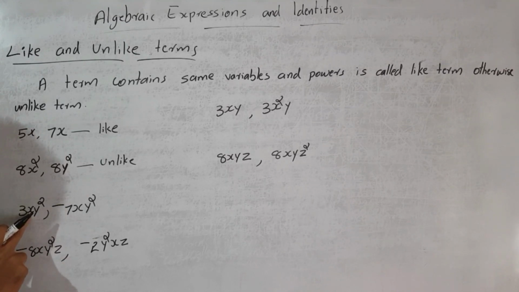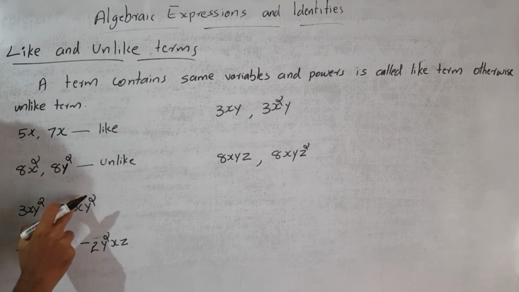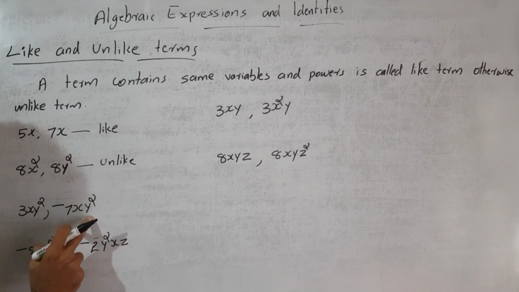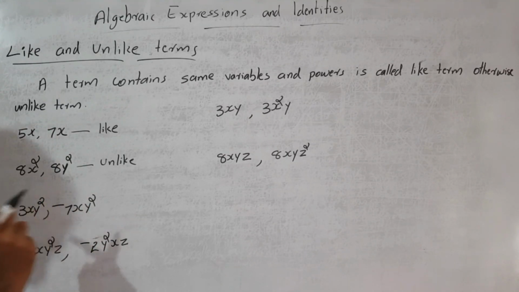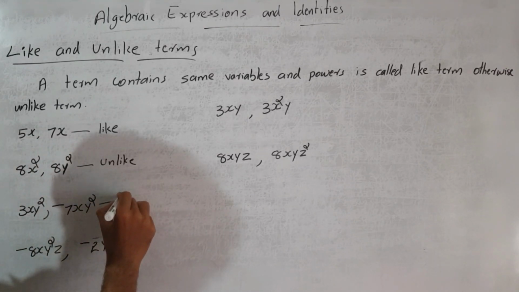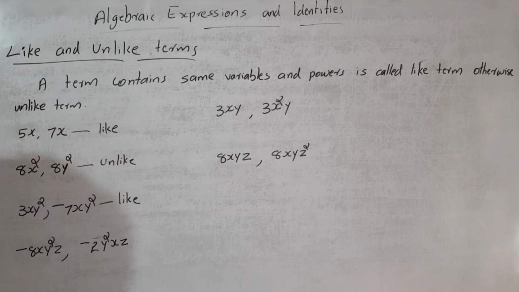Then what is the power of x in the first? That is 1. What is the power of x in the second? That is also 1. What is the power of y in the first? That is 2. What is the power of y in the second? That is 2. That means variables and powers are equal, so we say these are like.